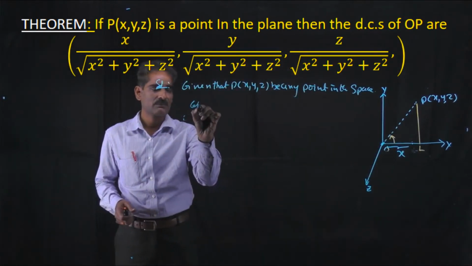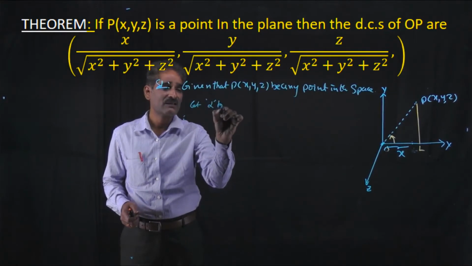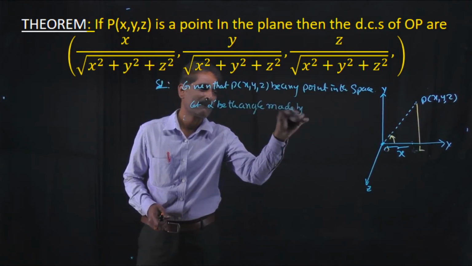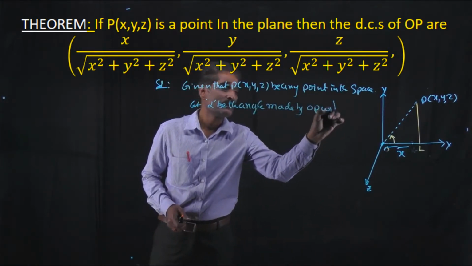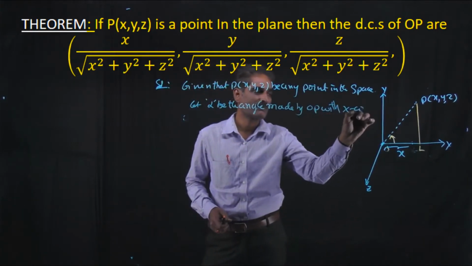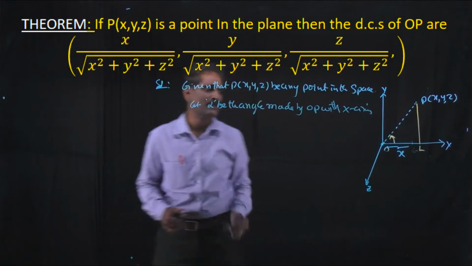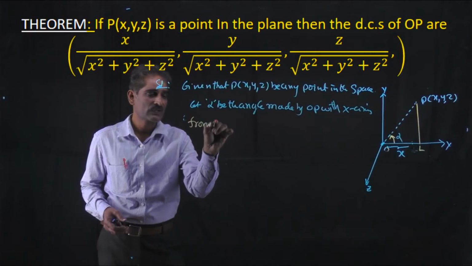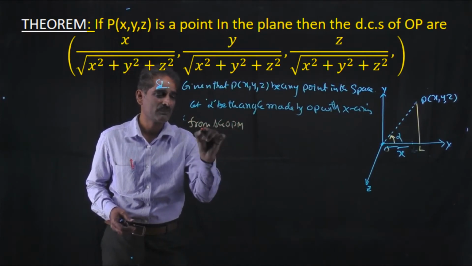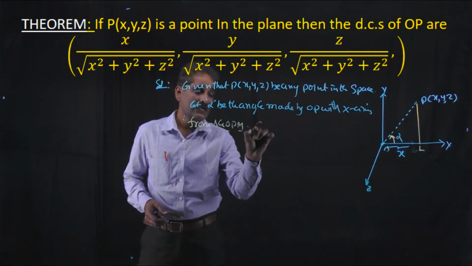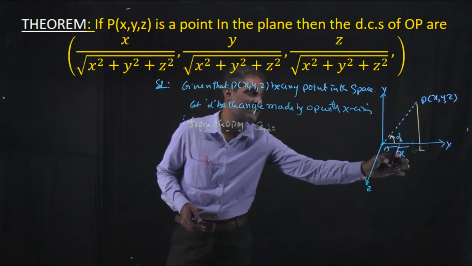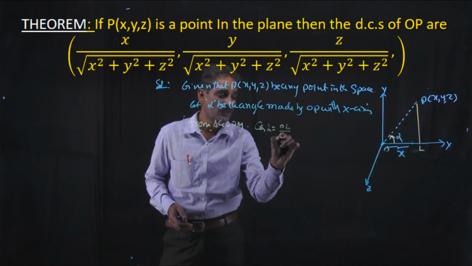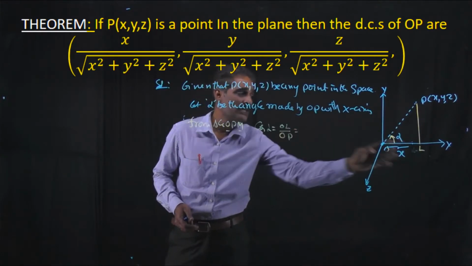Let alpha be the angle made by OP with the x-axis. So from triangle OPL, cos alpha is equal to adjacent side by hypotenuse, OL by OP. What is OL? OL is nothing but x.